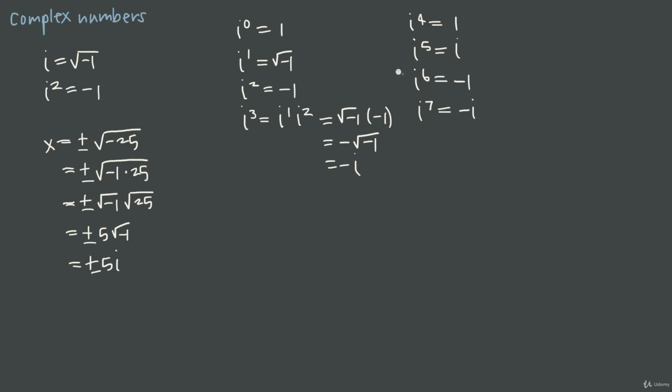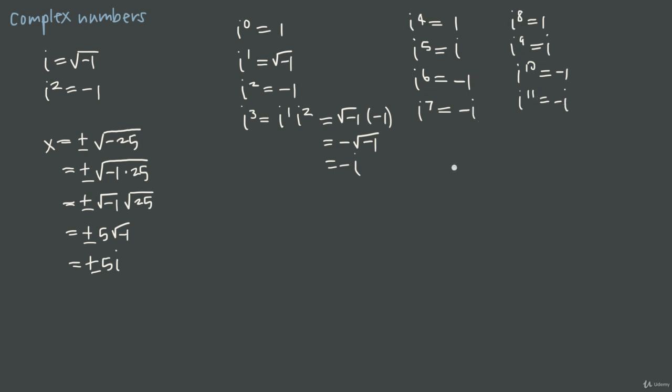What we're seeing here now is a repeating pattern. Here we have 1, and then i, and then -1, and then -i. Here we have 1, i, -1, and -i. And if we continue on, we'll get the same thing. So i to the 8th will be 1, i to the 9th will be i, i to the 10th will be -1, and i to the 11th will be -i. What this pattern allows you to do is simplify even large powers of i.